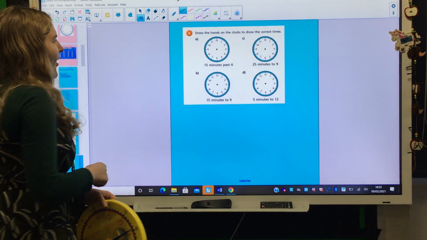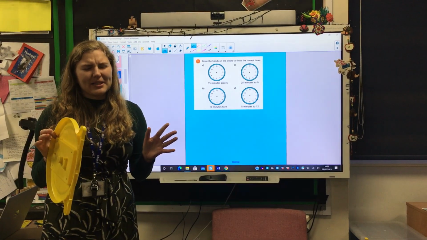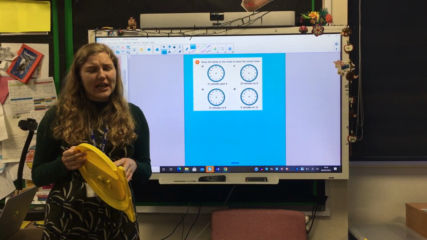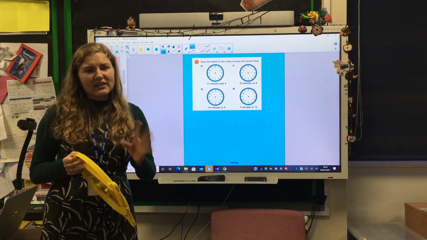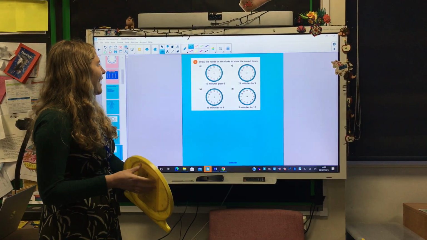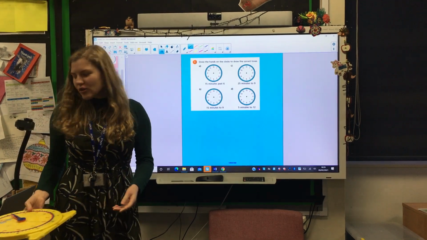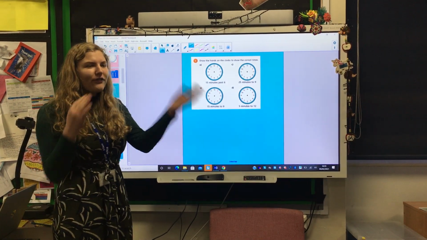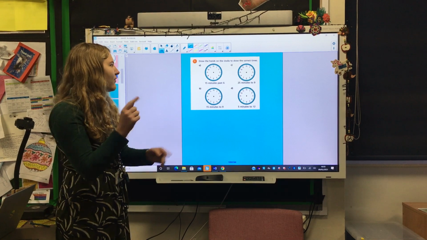Lovely. Okay, so hopefully that's helped us, but telling time is really confusing. You might want to watch that several times or ask your parents for help with that one. Okay, so next we have to draw the hands on the clocks to show the correct times. So you can flip back to what you've done on the previous page if that's going to help you.